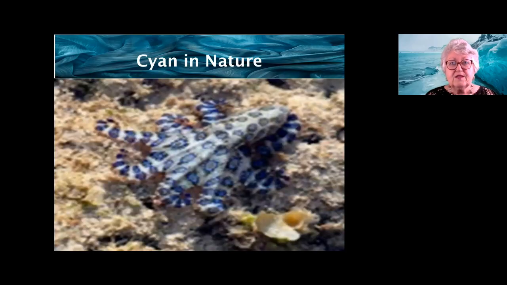Here in Australia, we also have the blue-ringed octopus. Now, this is a rather beautiful specimen and it lurks around shallow waters along the Australian coastline, but it is also extremely venomous. And so if you come across one, please avoid it.